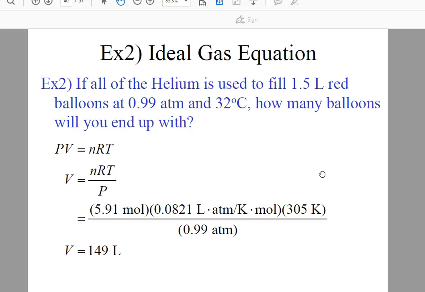Okay, are we good on the 149? Okay, so if we have 149 liters and each balloon is 1.5 liters, then we would divide to figure out how many balloons we could fill. So the answer would be 9.